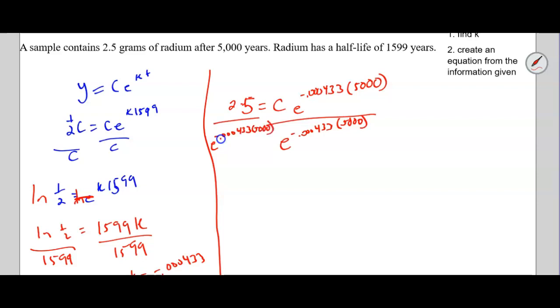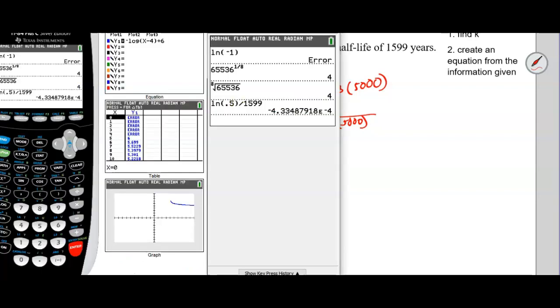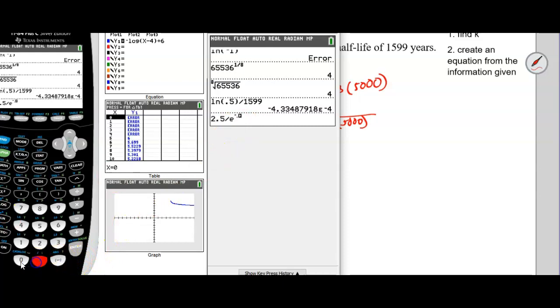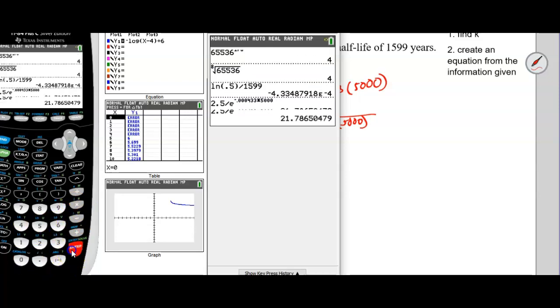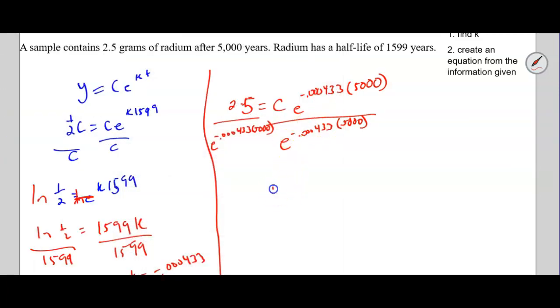That's why you need a calculator, right? So I'm going to do that right here. 2.5 divided by e to the negative 0.000433 times 5,000. And we get 21.79 grams of this stuff. 21.79 grams of radium is what we started with. This is C.